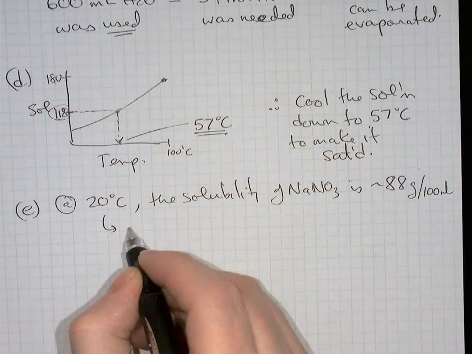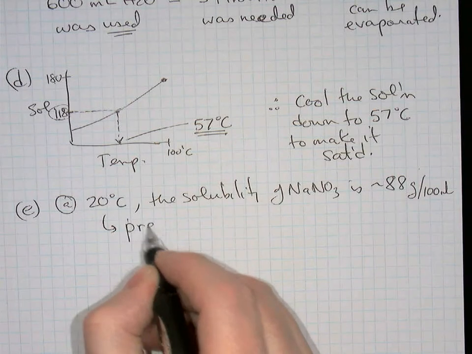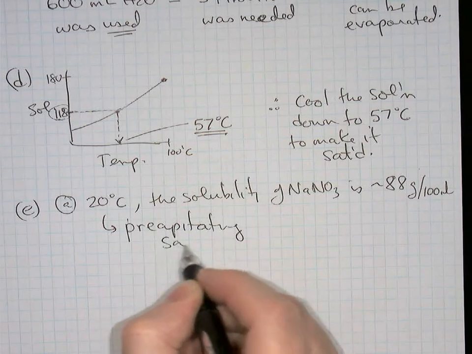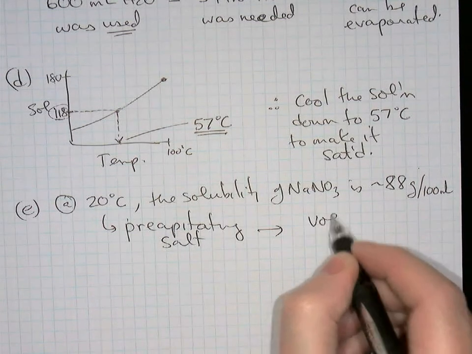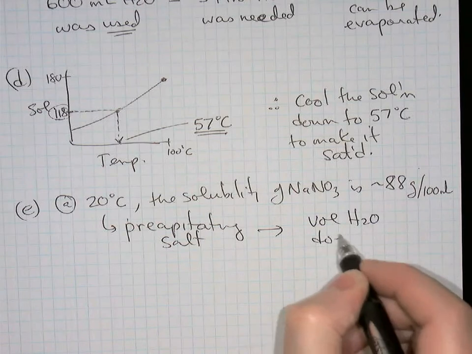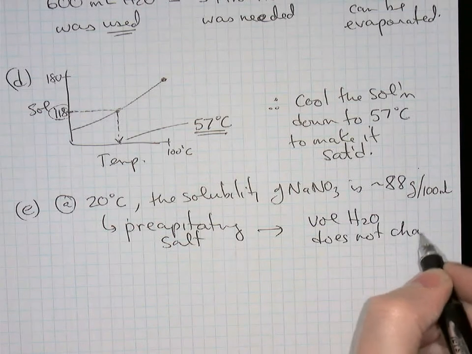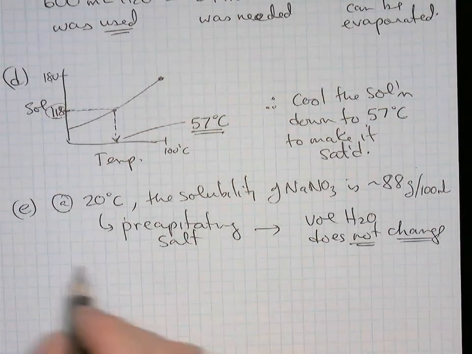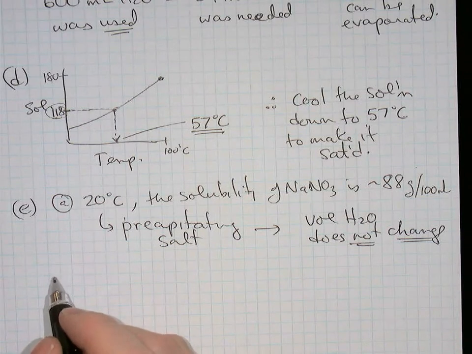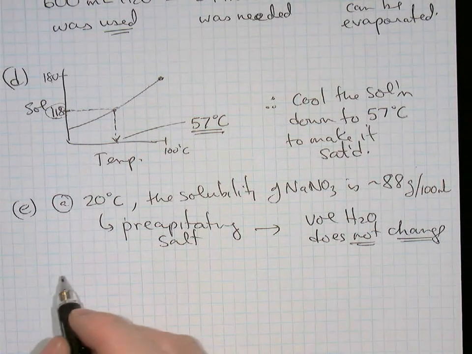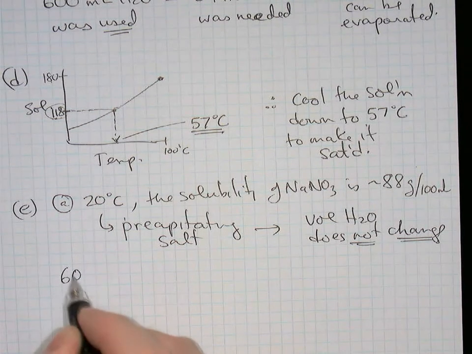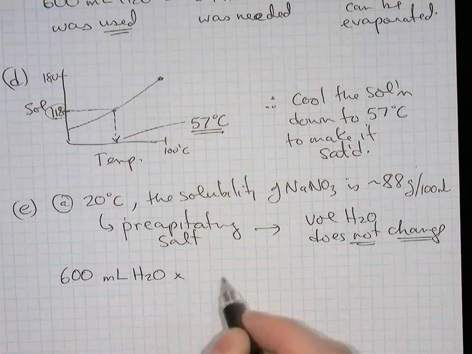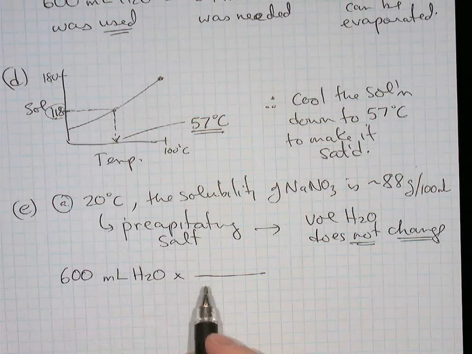So we can say here the precipitating salt, the volume of water does not change. So the water does not change. So now we're going to start with the water then. The solution that the student used was 600 mils of water. Look back at the beginning of the question to remind yourself of that. 600 mils of water. And what I'm going to do is use the solubility at the lower temperature.